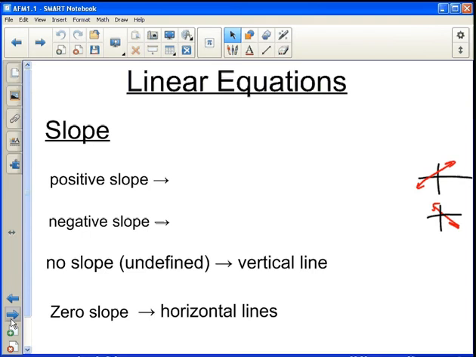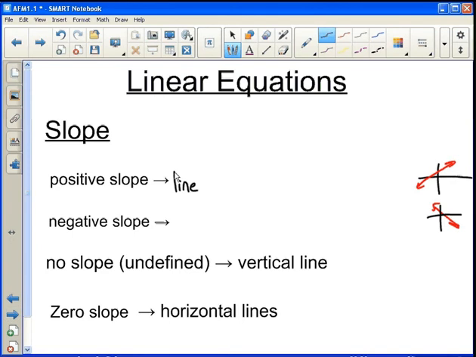Okay, so first of all, linear equations, talking about the slope. That's probably the most important element of a linear equation, what its slope is. So first of all, positive slope is when the line rises from left to right. And you can see an example of that right there. That red line has a positive slope. It is rising as you move left to right.